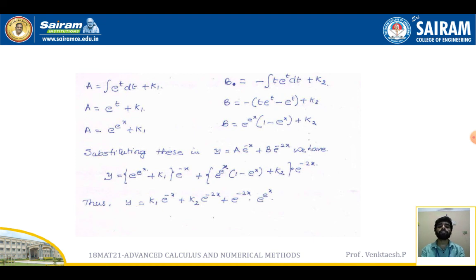On simplifying the equation, we'll get y is equal to k1 e power minus x plus k2 e power minus 2x. Here we can cancel the e power x term into e power minus x, and the e power x term into e power x with e power minus 2x. So this is the solution for the given differential equation by using the variation of parameters.